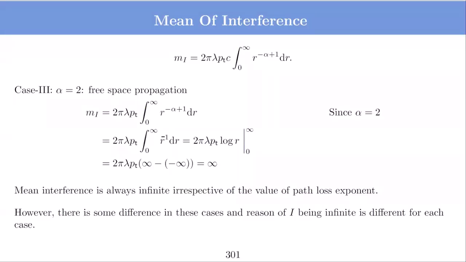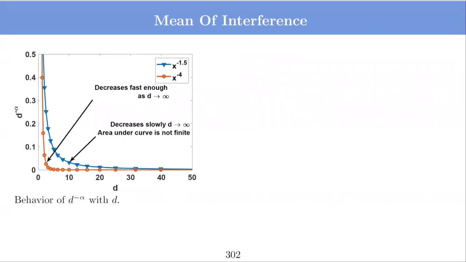To understand the behavior of the mean interference for these three cases, let us look at the behavior of d to the power minus alpha, that is, how it decreases with distance d. Both decrease regardless of alpha. But if alpha is high, like 4, then the decrease is very fast, and for lower values of alpha, the decrease with distance d is slower.